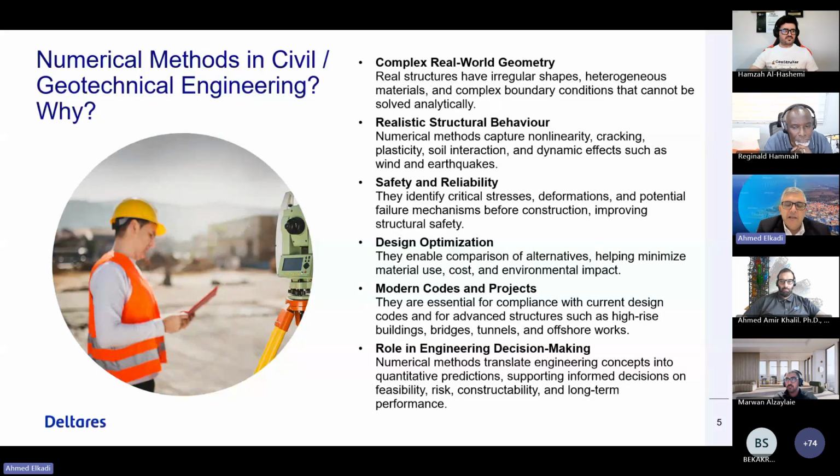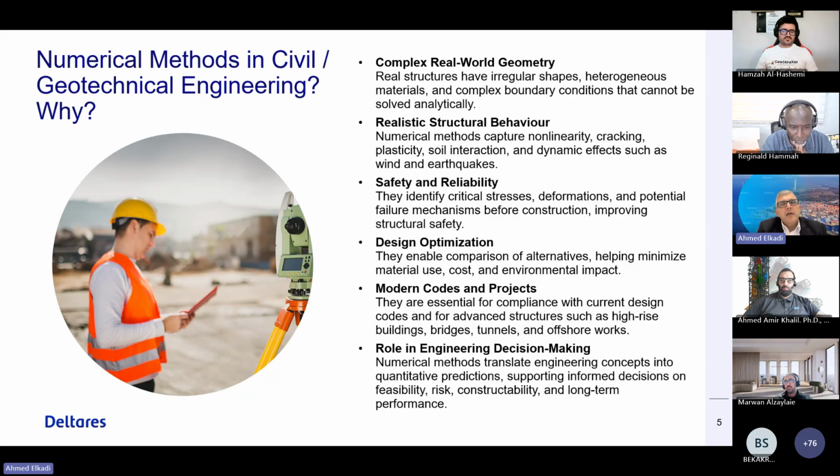With it we can capture nonlinearity. In some of the tools we have, we can look even at cracking if we are dealing with structural material, plasticity, and soil-structure interaction. By that, we can identify where the risk is, excessive deformations, failure patterns, and so on. We can also move forward with value engineering if we would like to. So this is where the added value of numerical methods comes in, compared to the slightly more simplified methods we are used to using, as seen on the previous slides.